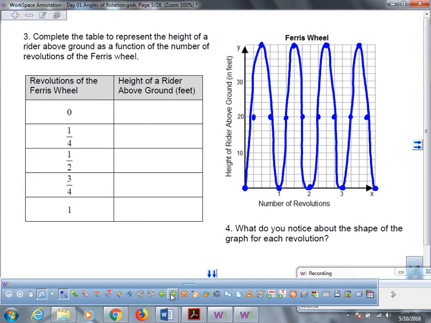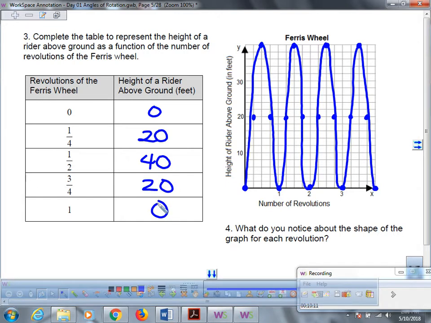But okay. So when we're at 0 revolutions, we were at 0. At a quarter, we were 20. At a half, we were 40. At 3/4, we were 20 again. So it's completely symmetrical, right? Okay, so shape is symmetrical.